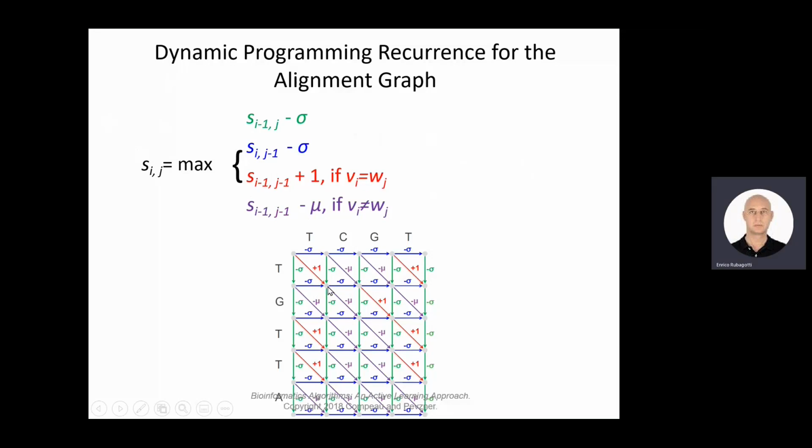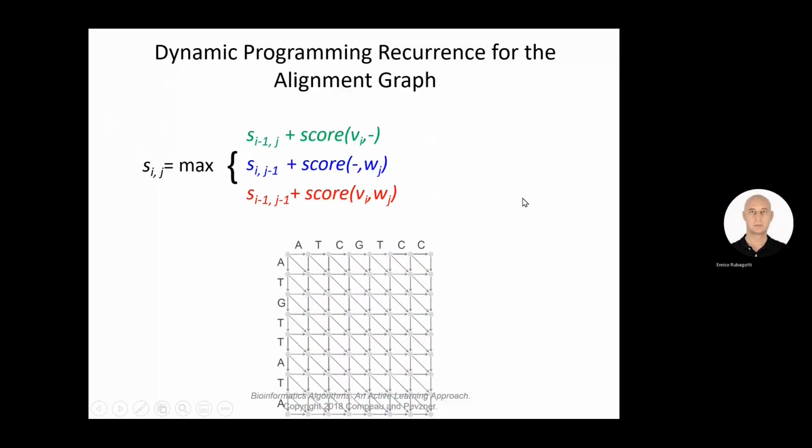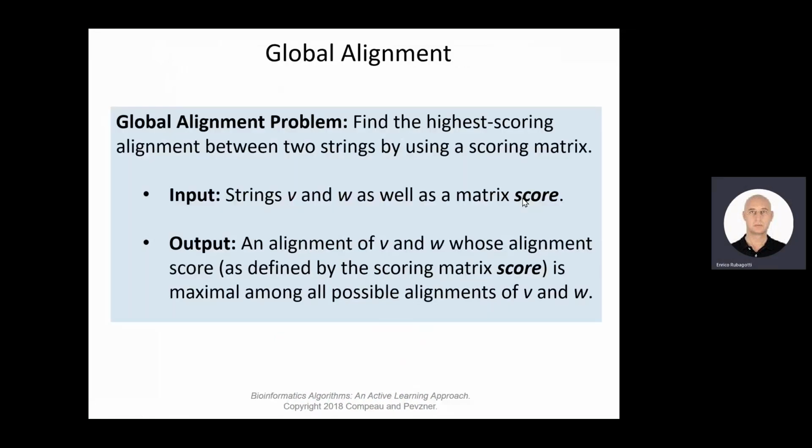Why do I have 4 values and 3 arcs here? Because this is one arc, the horizontal one, and the vertical one is a different arc. And this arc could be 1 or minus mu, if the 2 values are a match or a mismatch. And now I'm going forward, okay? We just go through this one.